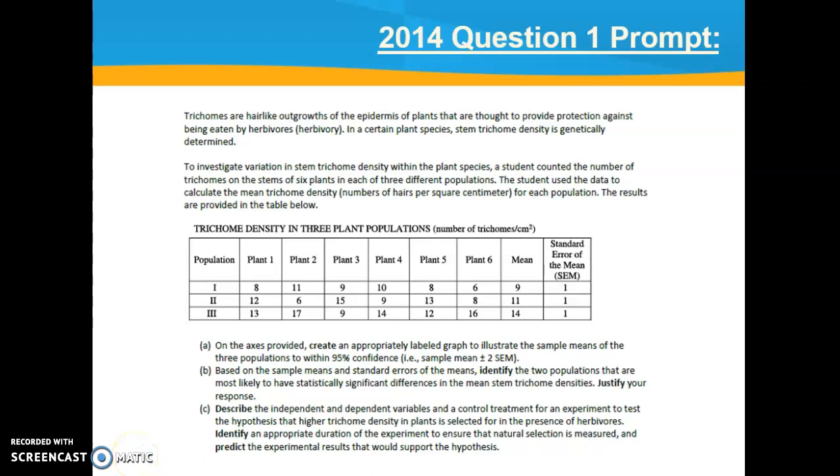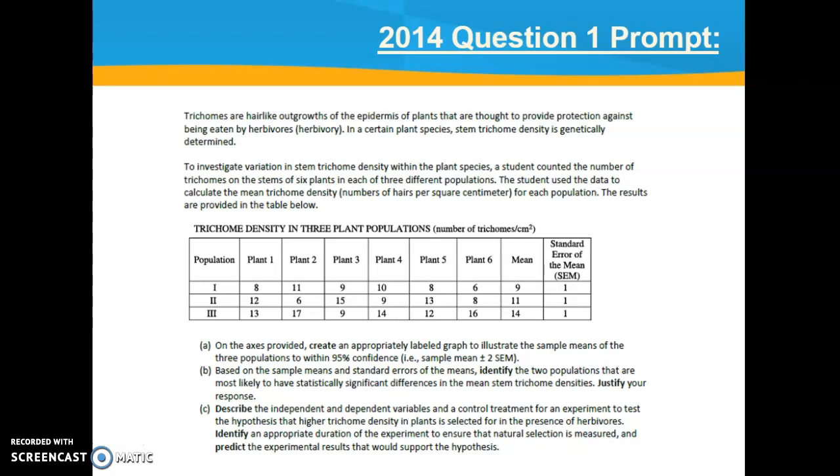Now that you've reviewed some basic stats with standard deviation and standard error of the mean, what could this look like on your AP exam? Here is a question from 2014. This would be considered a long FRQ.